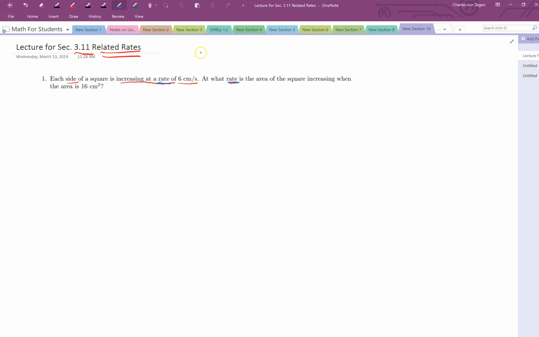Okay? So if, let's just say, S measures the length of the side, then S prime measures how quickly that side is changing. Similarly, if we were to let A represent the area of the square, then the rate at which the area is changing is called A prime. So one more time, I encourage you to, whenever you see this word rate, to think of a derivative.